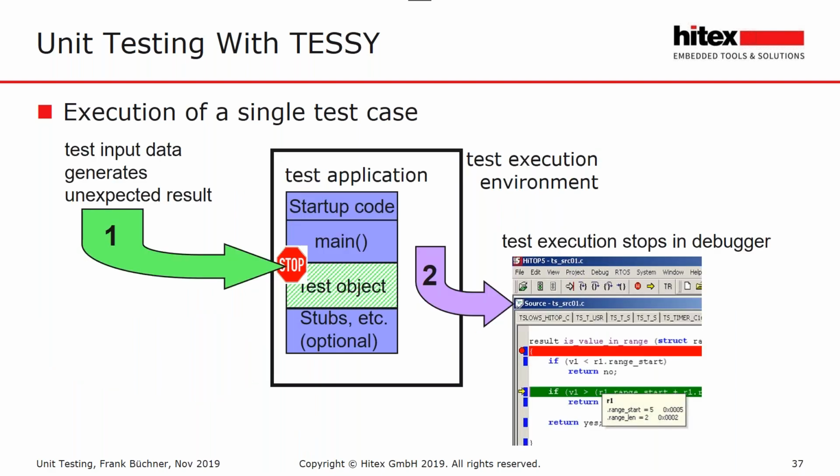The first thing is quite simple. Tessy can execute a single test case. You do not need to execute all the test cases that you have in a row. You can pick out a single test case. And the second thing is more important. Tessy can place a breakpoint at the beginning of the test object. This would mean if you execute a single test case with this feature enabled, define breakpoint enabled, you stop the test execution in the debugger in your test execution environment, and then you can do line steps and see why a test object, why a test case did not return the expected result.